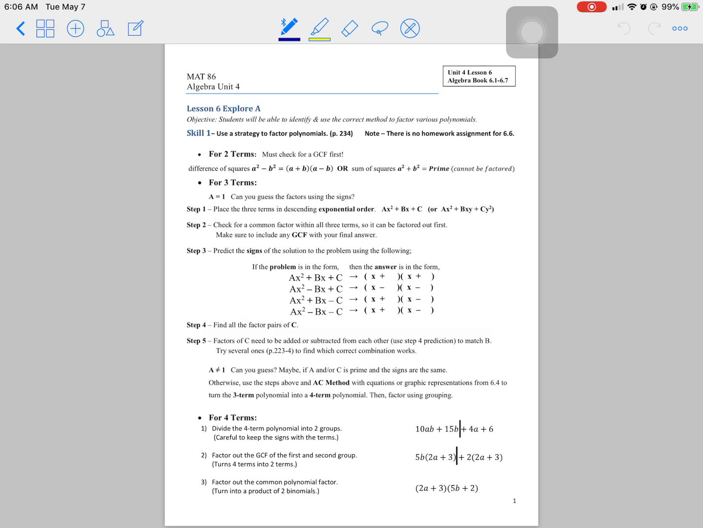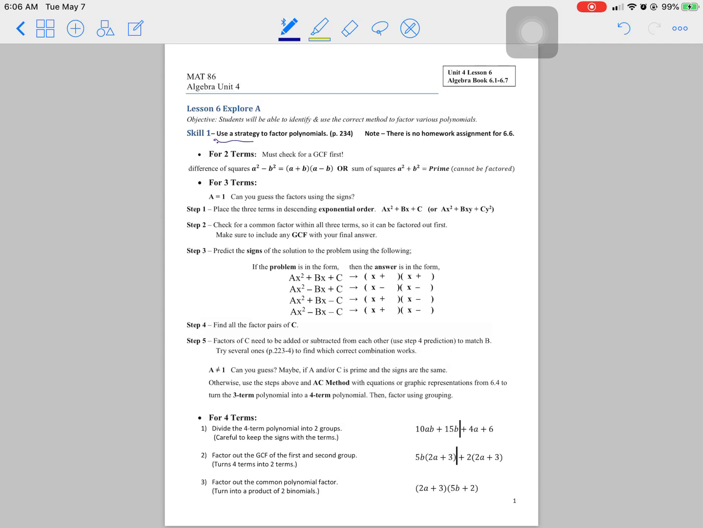Okay, for lesson 6, if you notice there isn't a 6-6 homework, it's because you're supposed to think about a strategy for handling every problem that comes your way that you may need to factor. So the first page of lesson 6 is kind of a summary of how to handle problems that come your way.